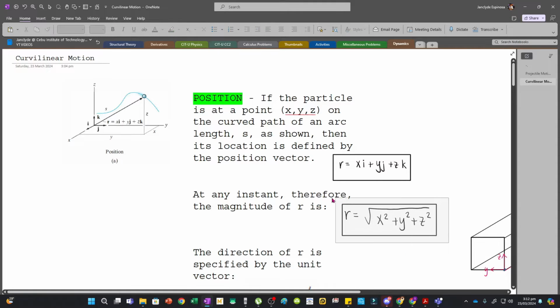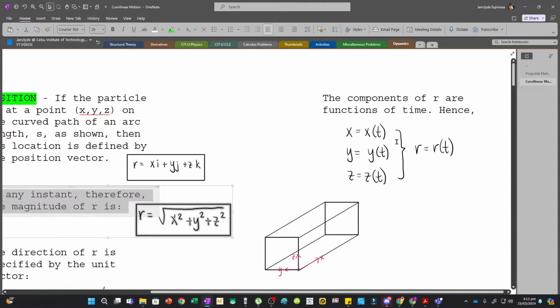Now, sir, what do you mean by this? Let's say we have a cube. By the way, the components of r are functions of time, and therefore the value of x is x of t, y is y of t, and z is z of t, and entirely r is equal to r of t. Now what do we mean by r?